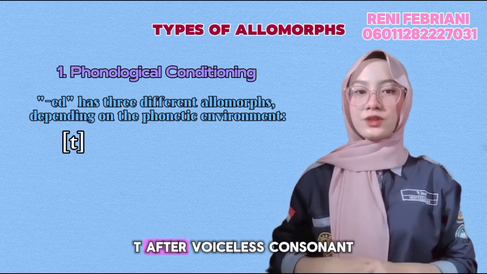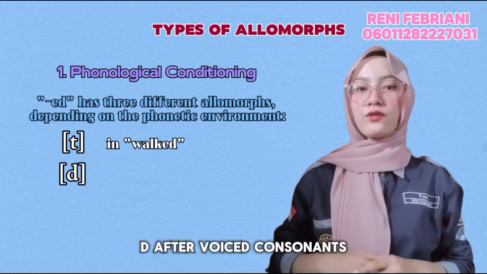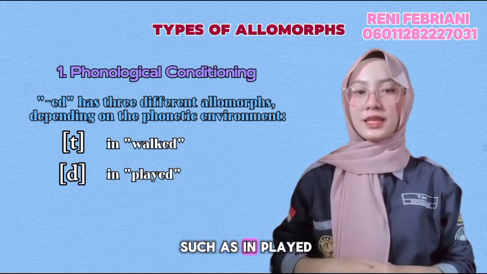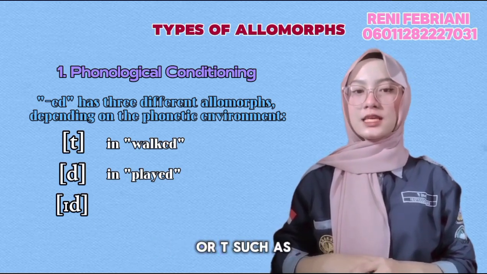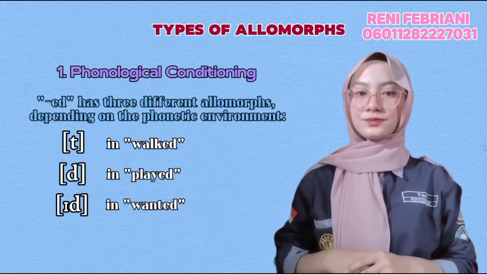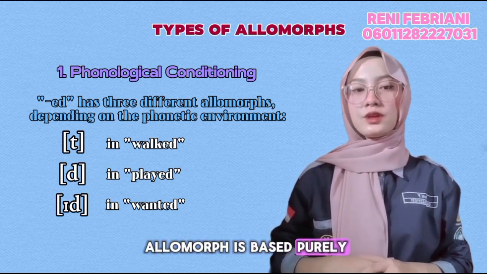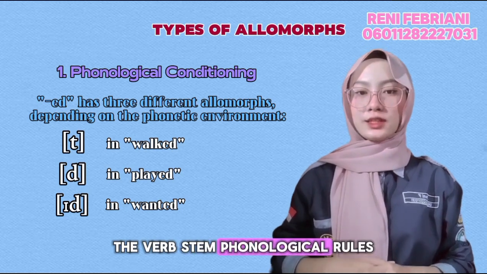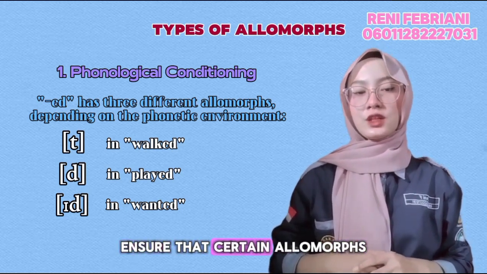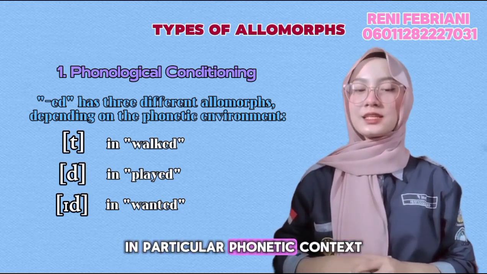/t/ after voiceless consonants, such as walked. /d/ after voiced consonants, such as in played. /id/ after verbs ending in d or t, such as wanted. In these cases, the selection of the allomorph is based purely on the sound structure of the verb stem. Phonological rules ensure that certain allomorphs are used to ease pronunciation in particular phonetic contexts.